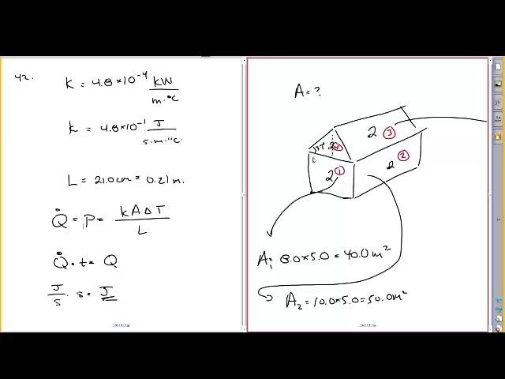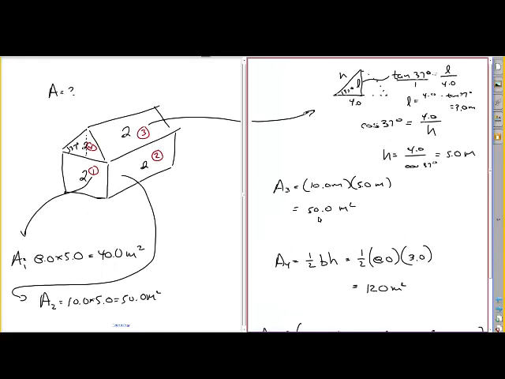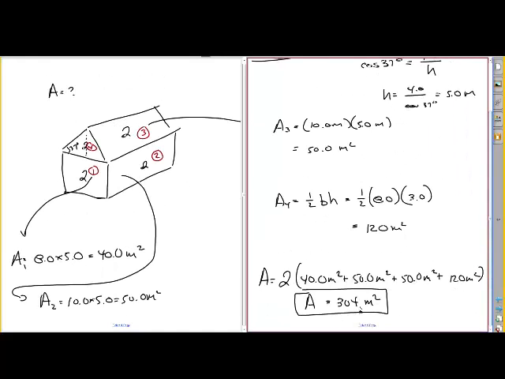We didn't know the area, so we drew our house and found the areas of each one of these sections. We multiplied them by 2 because there's 2 ends, 2 fronts, 2 backs, 2 side parts of the roof. We just found the area of the rectangle, and we had to find this length through the Pythagorean theorem, given one of these lengths and this angle. That was also a rectangle, and then these were triangles. And we got a total area of 304 meters squared. So that's the total area over which the temperature difference is being seen.